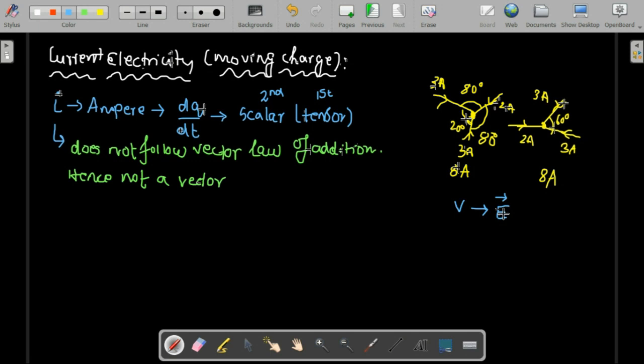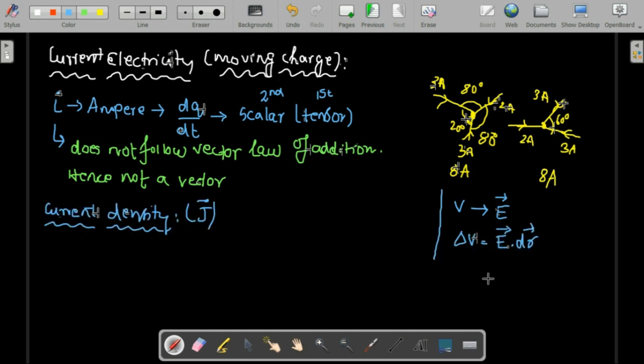Similarly, in current also, we can have something which is called current density. We're not looking into any kind of proof right now. Current density is usually denoted by J. As I said in some other class also, whenever we say density, we straight away try to think that it is mass by volume, but that's wrong, right? Because mass by volume is mass density.